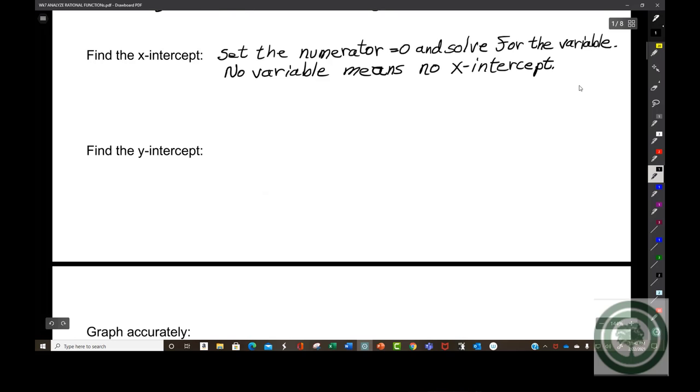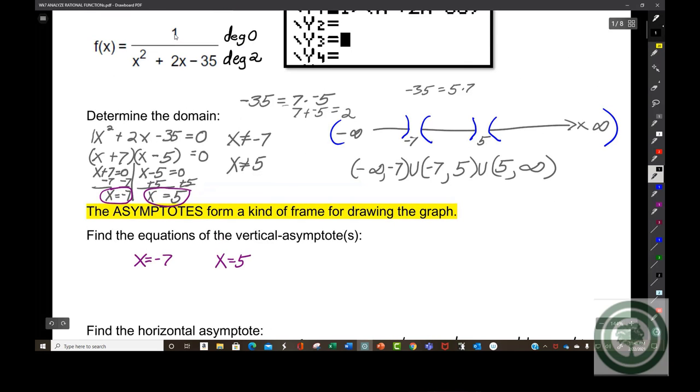And finally, the y-intercept, we'll put it all together tomorrow. But there's a rule for that too. Your y-intercept is always what you get for f of 0. Now, this is a code that means you're going to put a 0 in for every x. So if we have that function, we're going to put a 0 in that and a 0 in that, which is going to give us 1 over negative 35, which is negative 1 over 35.